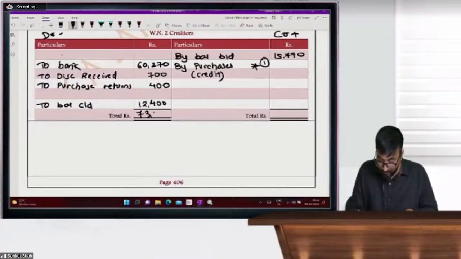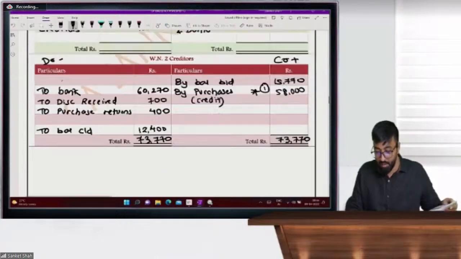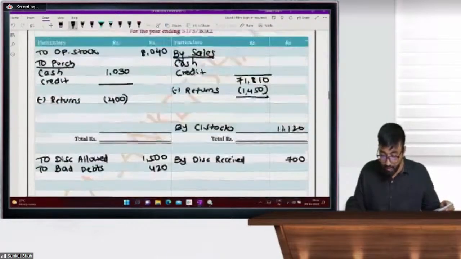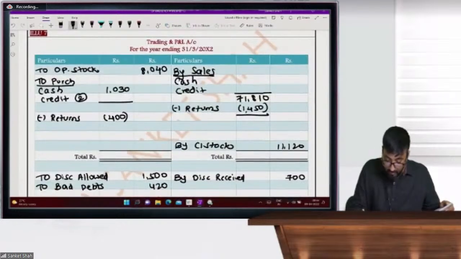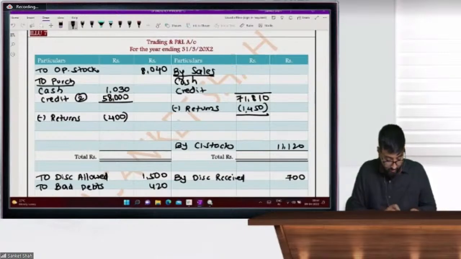73, 770 minus 15, 770 is 58,000. Number 1. Number 2, where to write? ट्रेडिंग के क्रेडिट में नंबर 2 नंबरिंग कीजिए बेटा. 58,000 नंबरिंग कीजिए. परचेस ट्रेडिंग के डेबिट में परचेसेस 58,000.